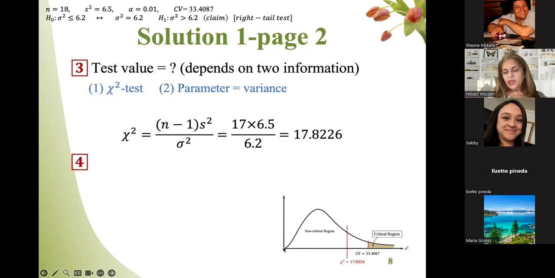And you see that your chi-square curve starts from the origin. So any value for this test is going to be positive. Then I will locate my test value on the graph. Test value is 17.822, which is smaller than my critical value, 33.4087. Here it is. My test value is falling in the non-critical region, so I do not reject null.